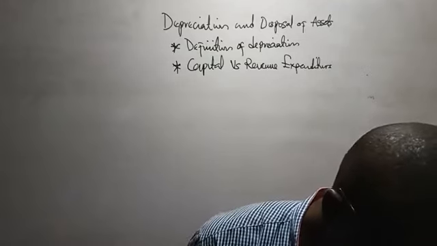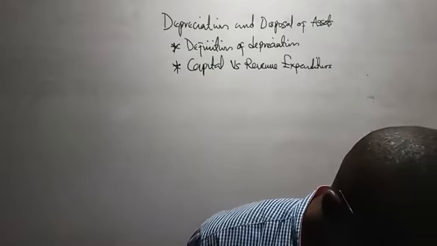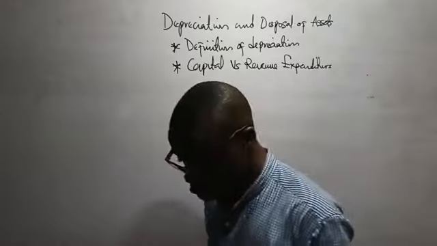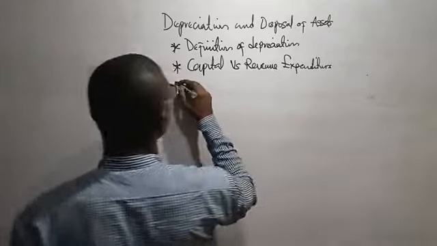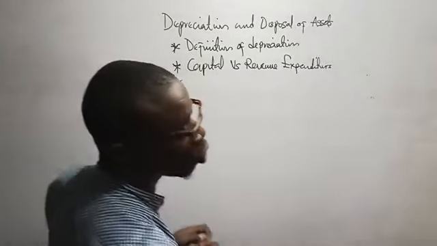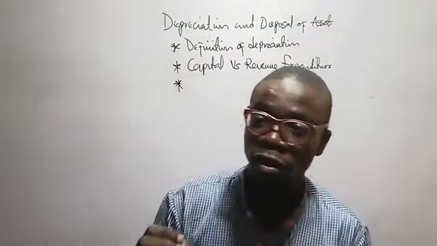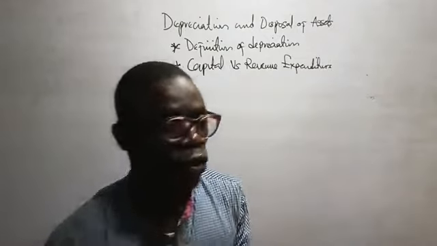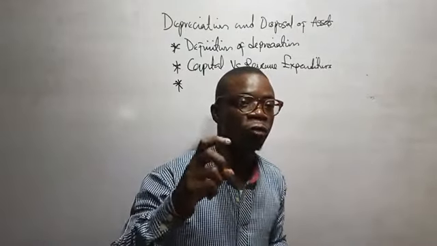So you can look at some other examples of capital and revenue expenditure. Let's go to, we have defined depreciation now. So let's look at the causes of depreciation. I told us that depreciation is the decrease in the economic value of non-current assets. And I told you that we have two types of non-current assets.